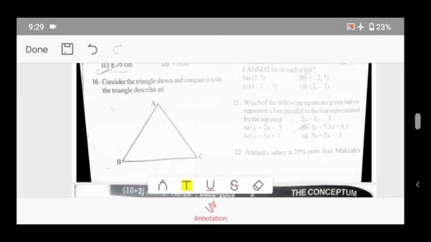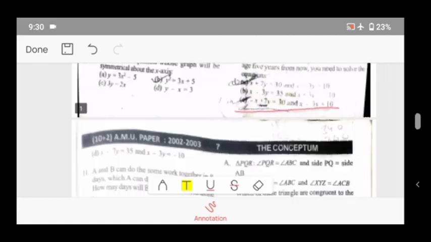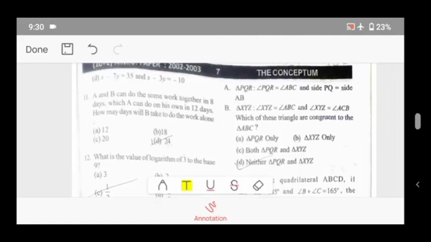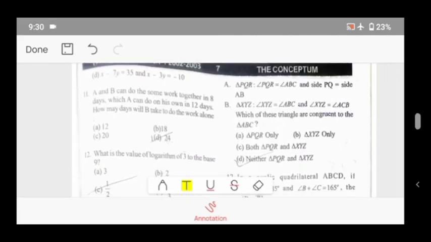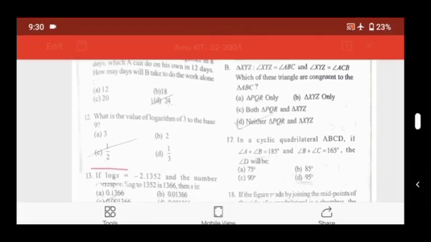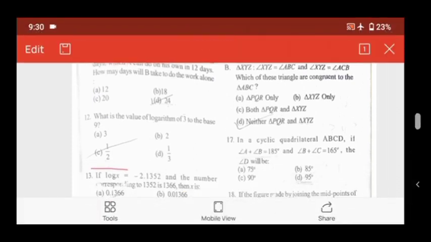Now here a triangle is given. Consider the triangle and compare the triangles described. They have asked which of these triangles corresponds to the angle in triangle ABC. So the answer is D.